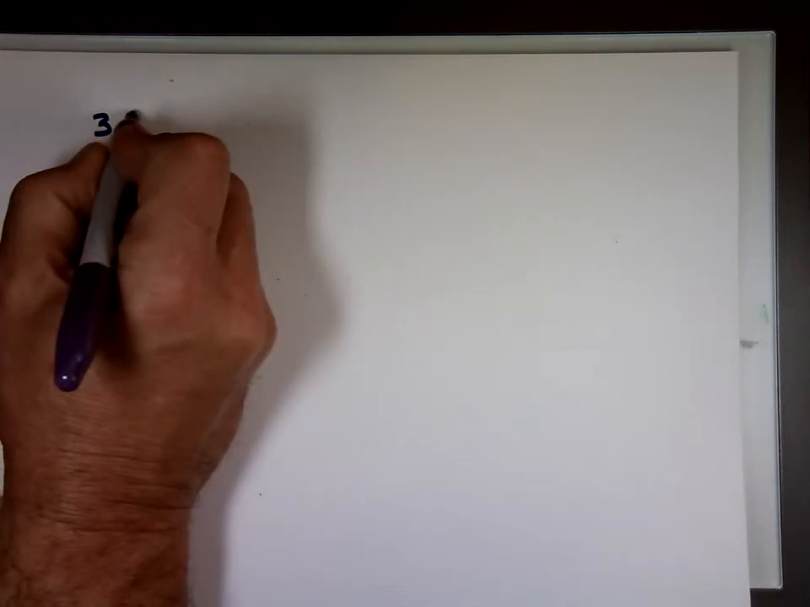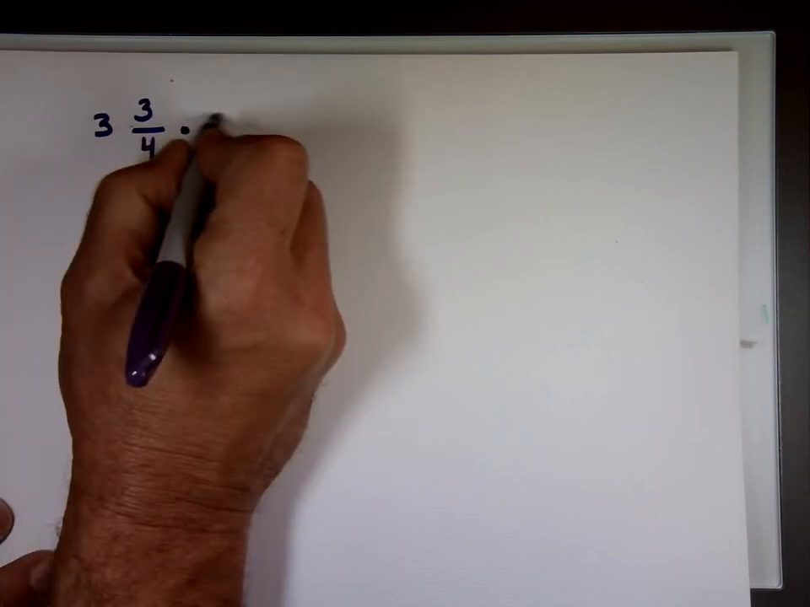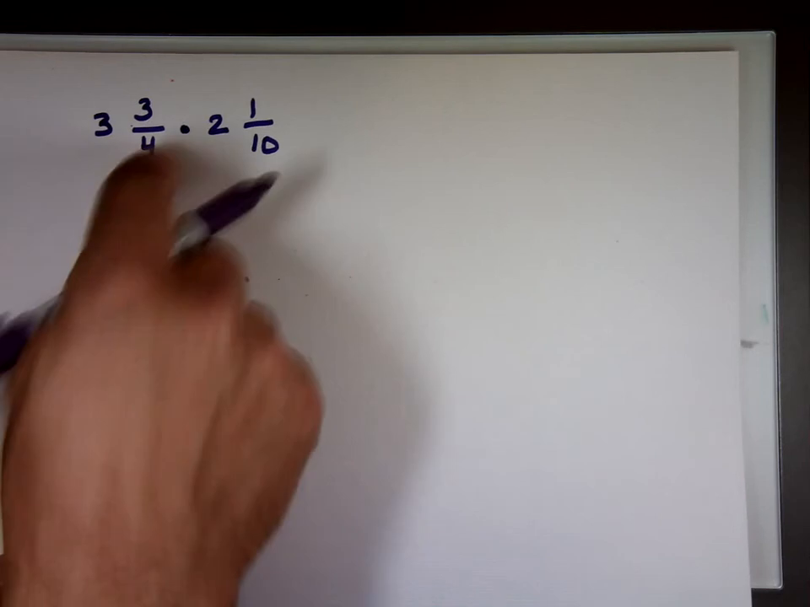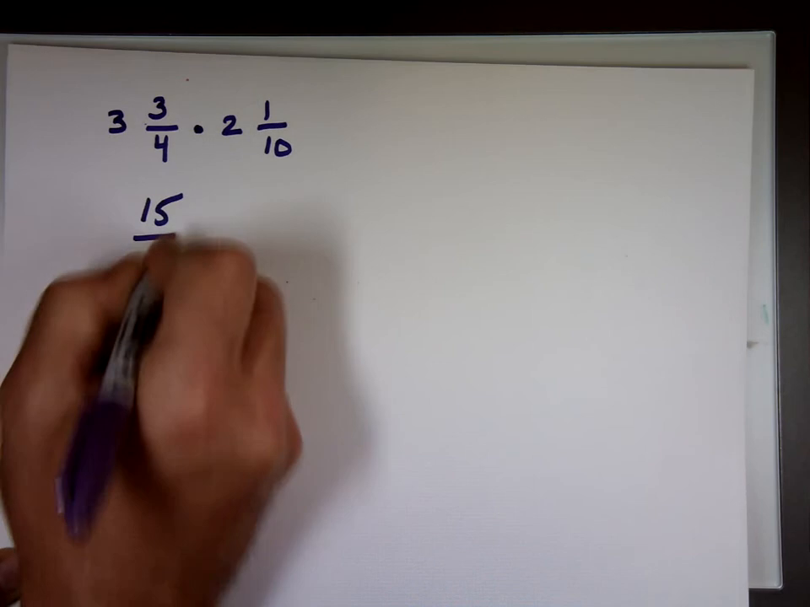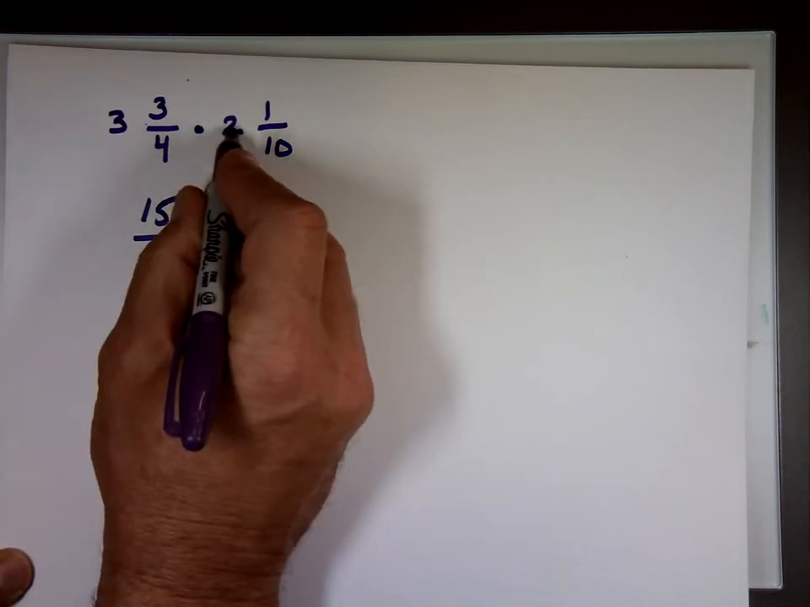Now what about if you have mixed numbers? Well, if you remember how we did mixed numbers with addition, subtraction, it's going to be the same thing here. If I have 3 and 3/4 times 2 and 1/10. Four times 3, 12 and 3. 10 times 2, 20 and 1.